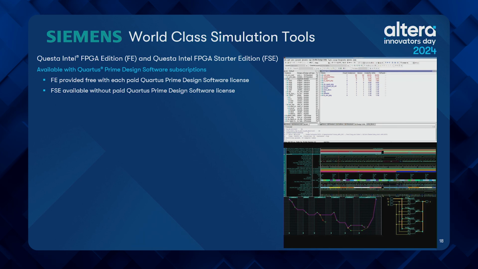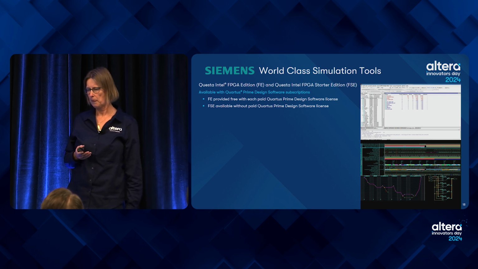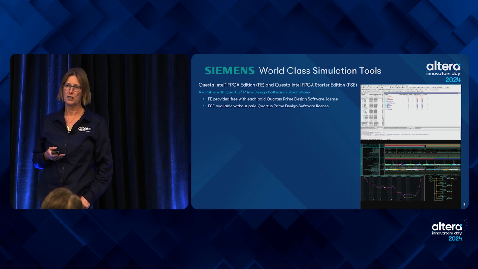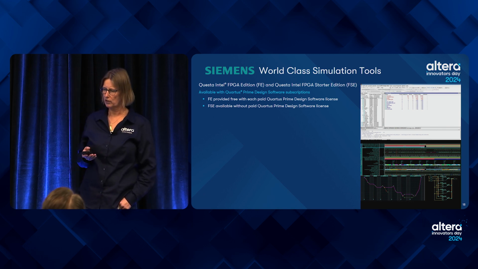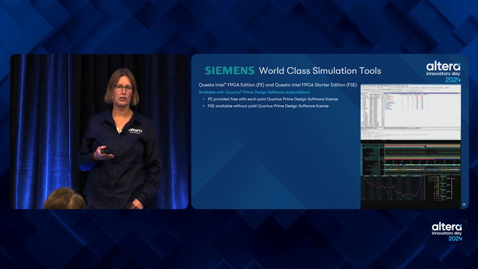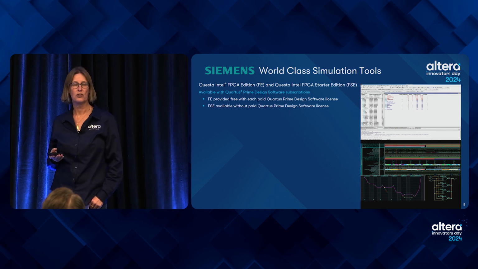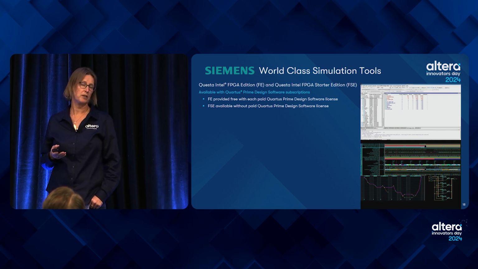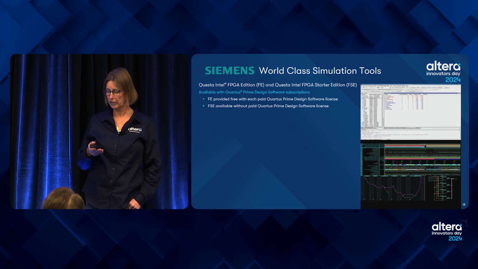Altera doesn't have their own simulation tool, but we work together with Siemens, who provide world-class simulation tools. Siemens has developed some tools targeted towards our FPGA called the Questa Intel FPGA Edition and Questa Intel FPGA Starter Edition. When you have a no-cost license for Quartus, you get the Starter Edition for free. And when you have a paid license for Quartus, you get the full edition for free. That will be about 4.5 times faster than the Starter Edition.